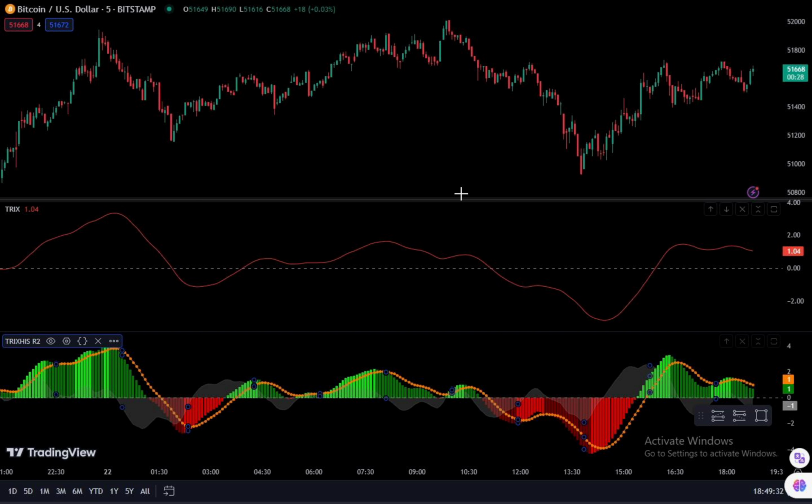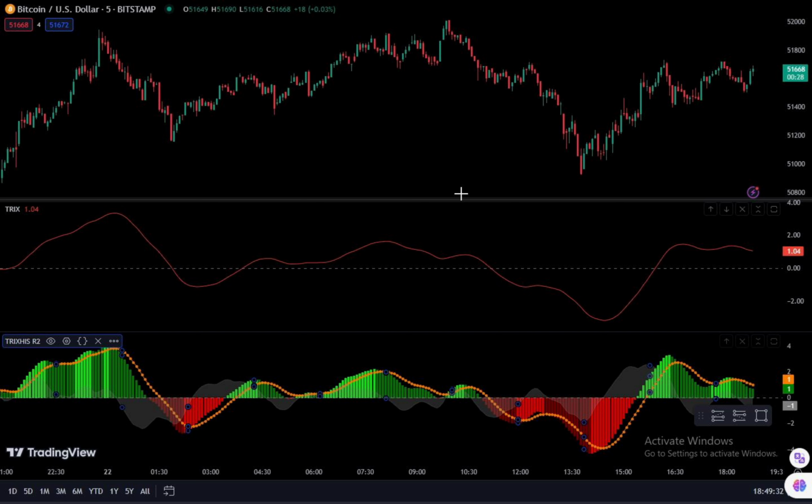Crossovers between the Trix line and the signal line can give early signals compared to centerline crossovers, but they may also generate more false signals, especially during pullbacks or in flat markets. It's crucial to filter out these false signals and only consider those aligned with the current market trend.